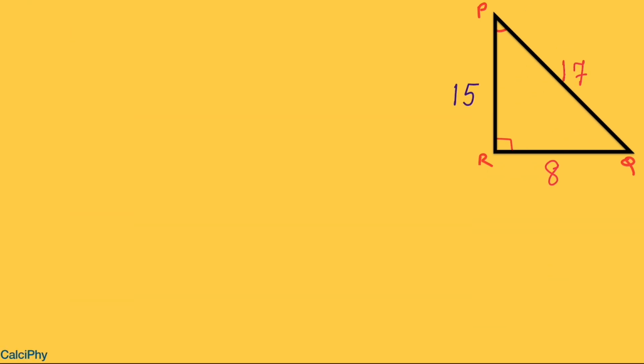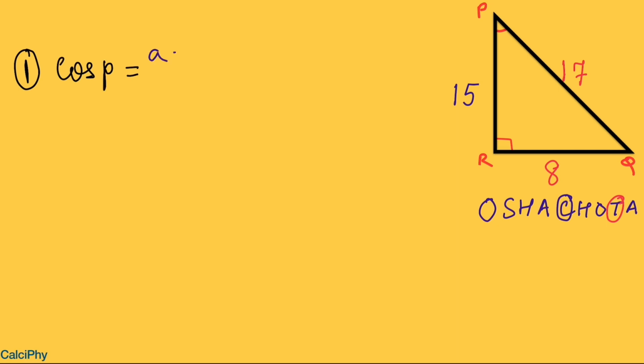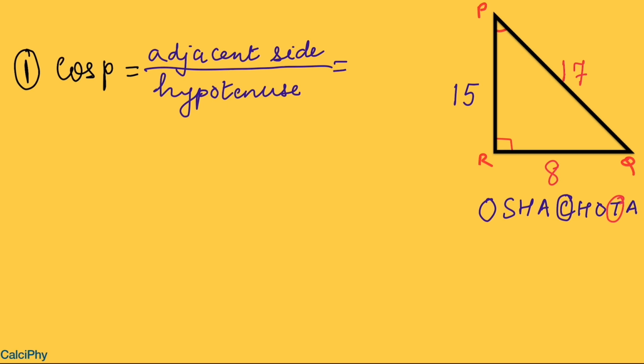To find the value of cos P, we come to our friend Osha Chota. Here, C, that is cos, is equal to A upon H. That is adjacent side upon hypotenuse. Which is the angle considered here? P. So, what is the side adjacent to P? PR. And what is the hypotenuse? PQ. Therefore, cos P is equal to PR upon PQ. That is nothing but 15 upon 17.